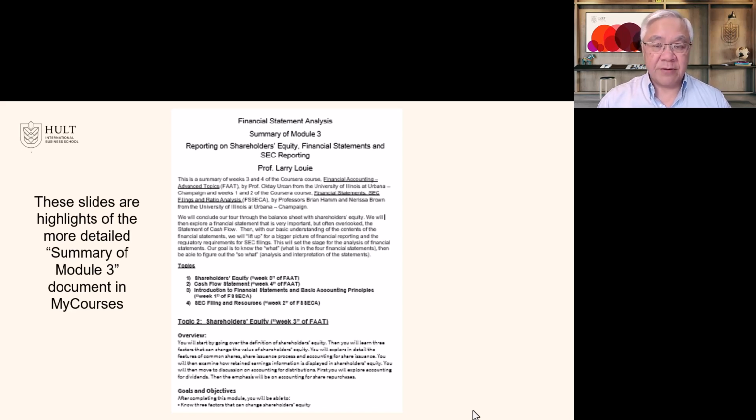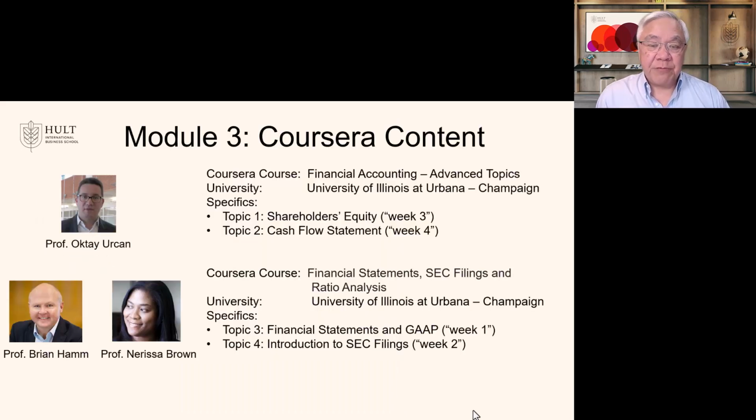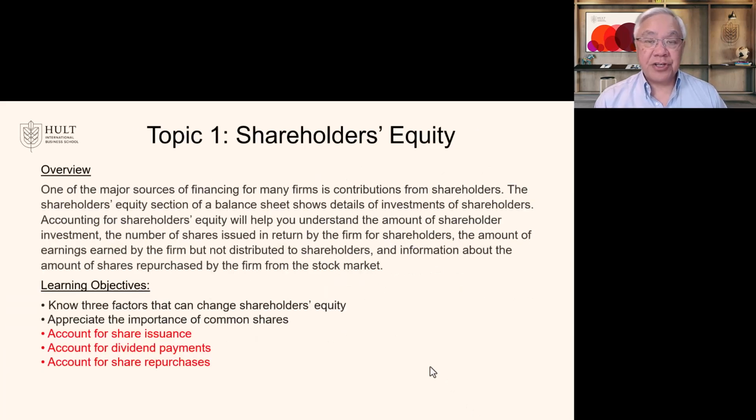cover in this presentation. Module 3 covered 4 topics: shareholders' equity and cash flow from the first course of Financial Accounting Advanced Topics. And then topic 3 was financial statements and GAAP. And topic 4 was introduction to SEC filings. Topic 1 is shareholders' equity.